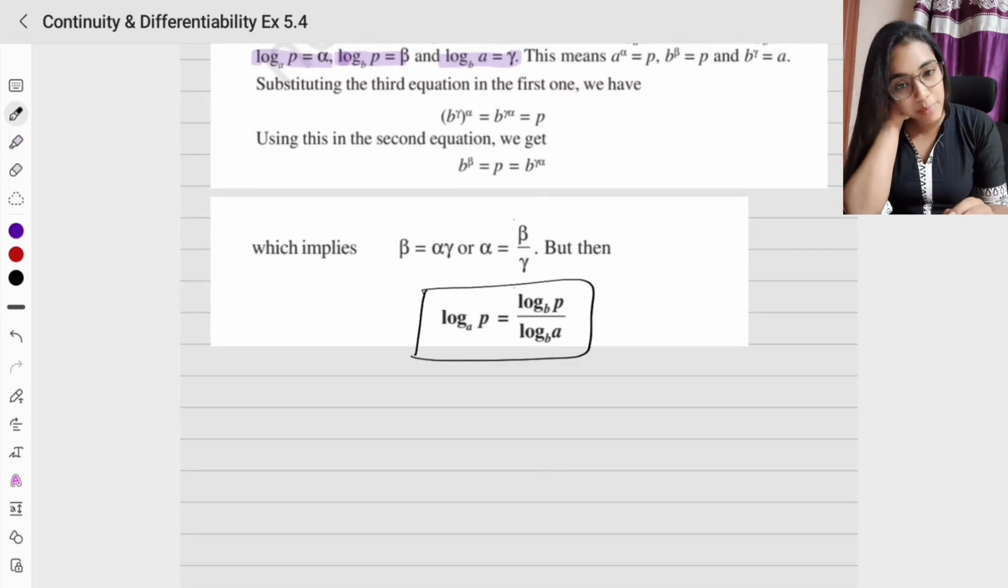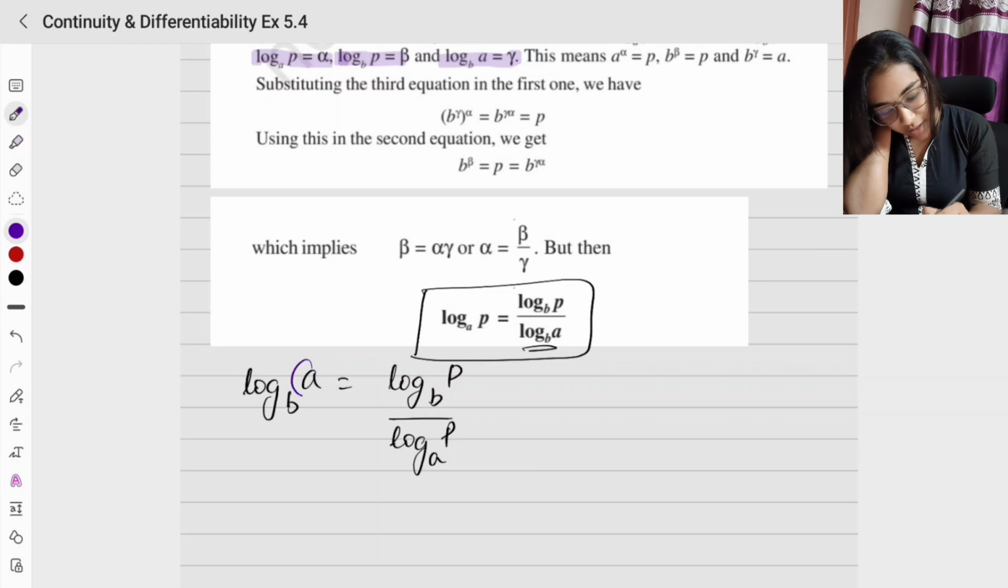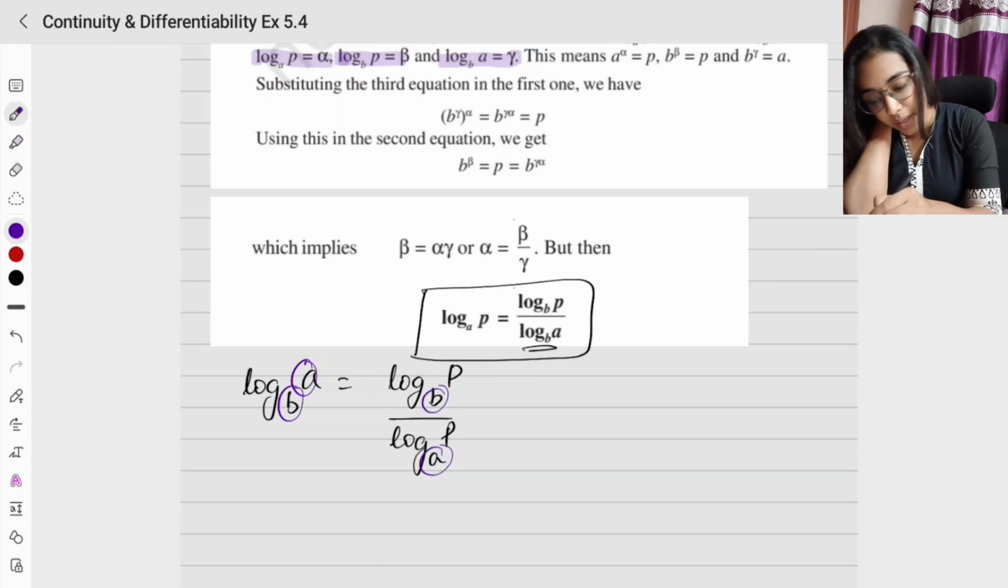If I rewrite this, what am I going to get? I'll have log of a to the base b, which is here in the denominator, equal to log p to the base b divided by log p to the base a. Basically, this a and b, you'll have a and b here. Okay, so how are we going to prove this?